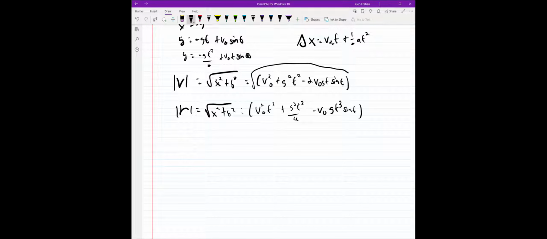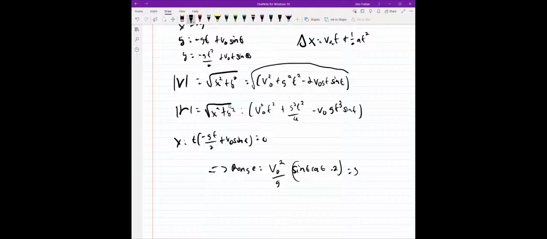Okay. And then you can find the range equations and whatnot by setting 0 for the final y value to get the range, right? So y is equal to t times negative g t over 2 plus v naught sine theta is equal to 0. So therefore, the range is equal to v naught squared over g times sine theta cosine theta times 2, where this right here just goes to sine of 2 theta.